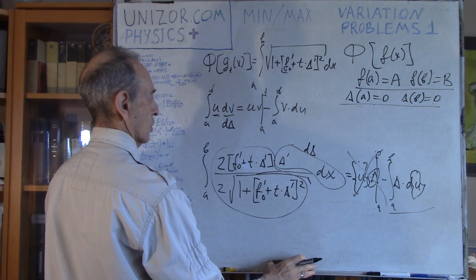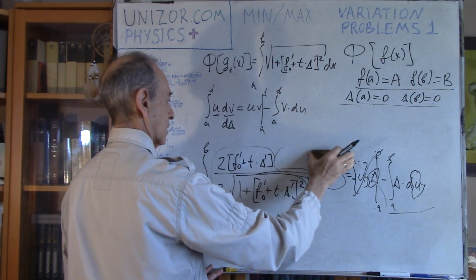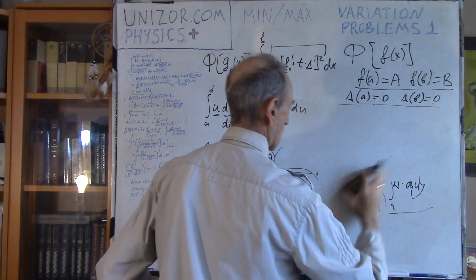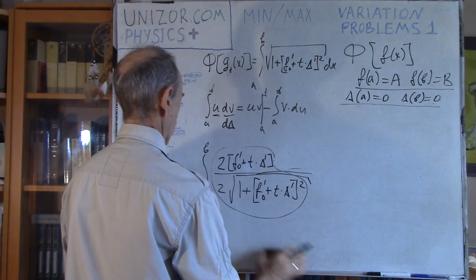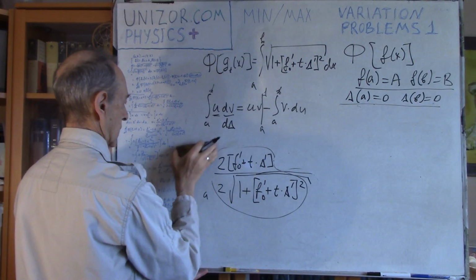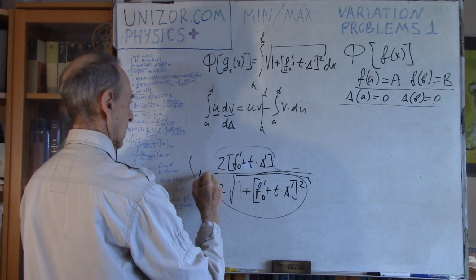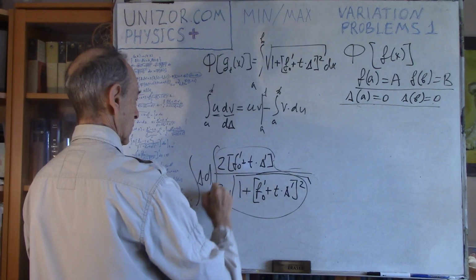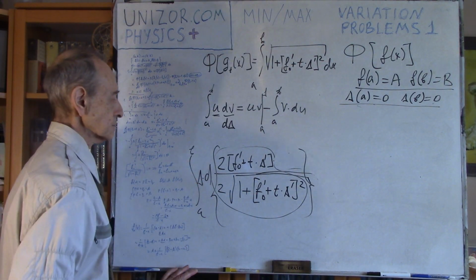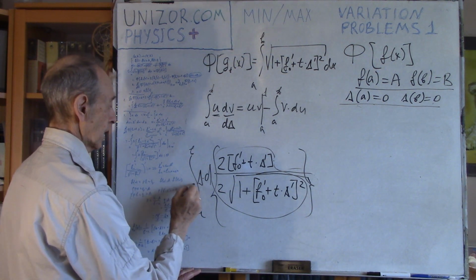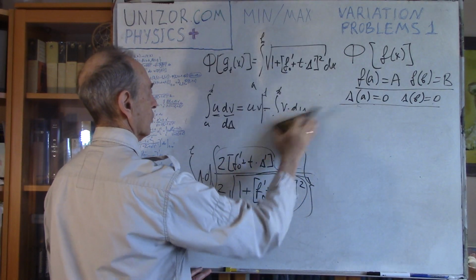Okay? So what remains is, let me just use my formula here. It would be integral of delta times the differential of this thing, right? From a to b. And that with a minus sign, by the way. It was a minus sign here. Okay, I don't need any more.